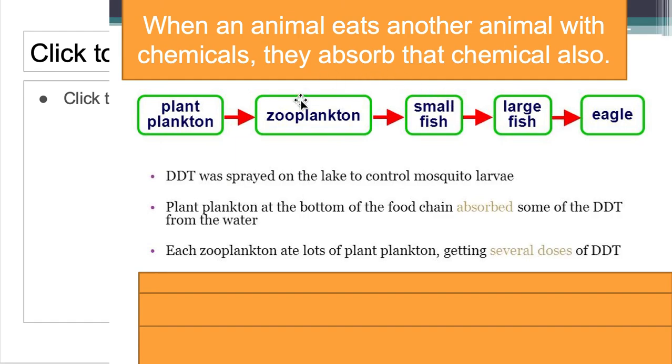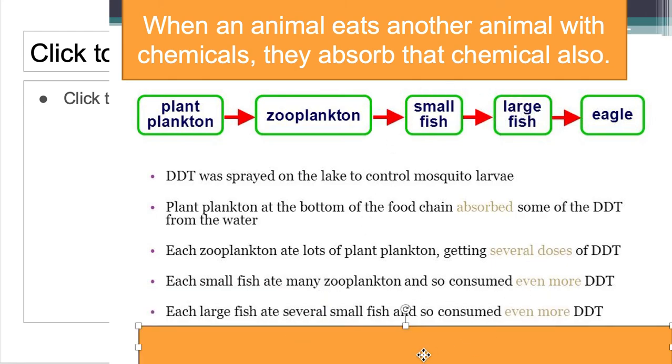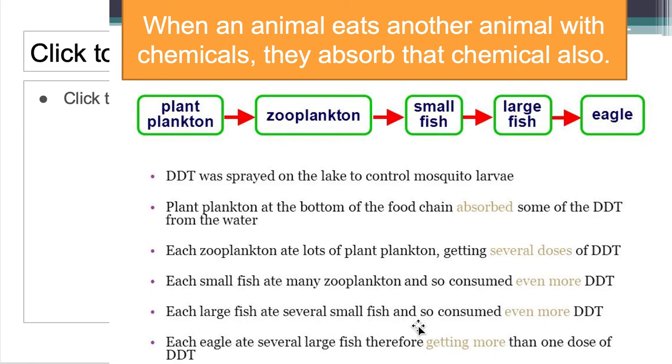So now the small fish will eat the zooplankton that contains the DDT. Then the large fish eats the small fish, and they also have it. And then lastly, the eagle is going to eat it to the point where it's going to have the most amount of DDT. Why the most amount? Because as the food chain continues, more and more DDT is inside each organism. So the eagle is left last, unfortunately.